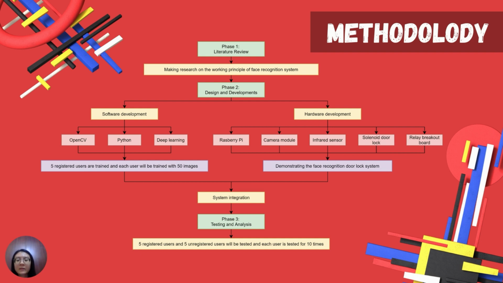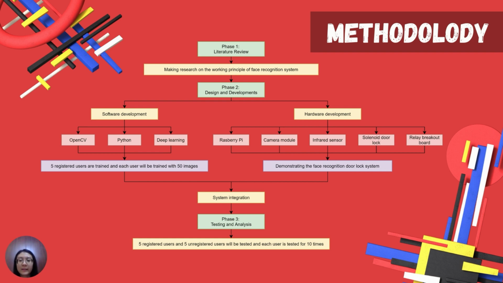For the software, Python for computer vision with OpenCV and deep learning are used to train 50 face images from each user. For example, after getting the face details from 5 users, the system will adjust them by using algorithm models and finally store the face images in the database. For the hardware, the Raspberry Pi will be connected with 2 subsystems, which are face detection using the camera module and infrared sensor, while the door lock system uses a solenoid door lock and relay breakout board. Hence, the combination of these components demonstrates the face recognition door lock system.